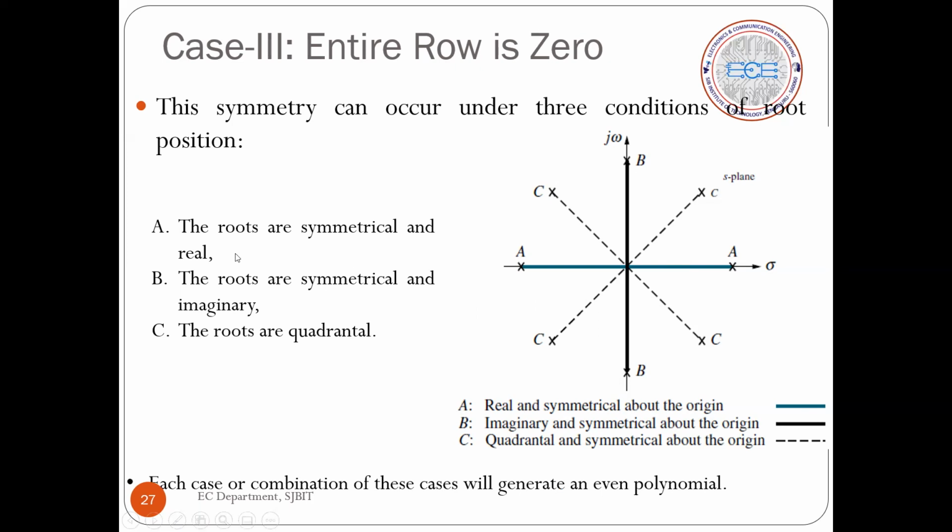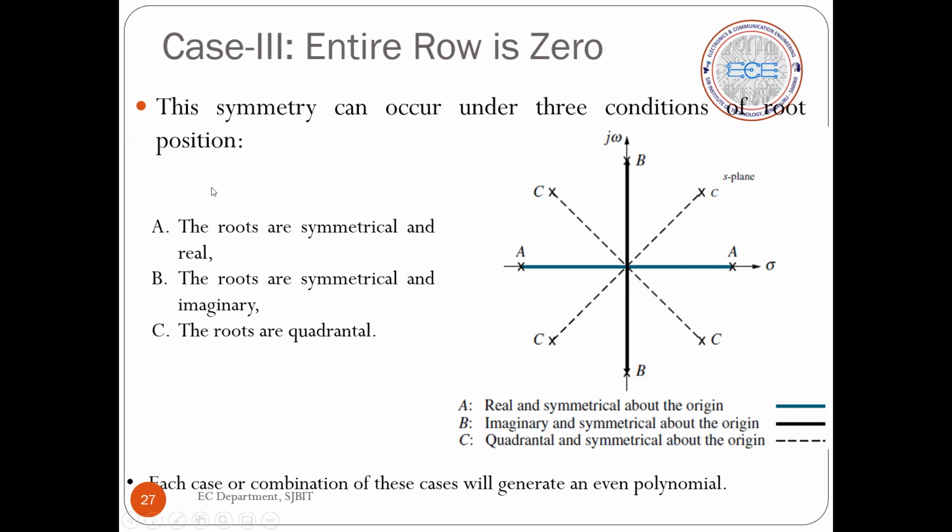I repeat, the first one is that the roots can be symmetrical and real. The roots can be symmetrical and imaginary. And the roots can be quadrantal, as we call it. Each of these cases, or a combination of them, will generate an even polynomial. If any one case is true, an even polynomial can occur. Once an even polynomial occurs as a factor of the original expression, we will find an entire row becoming zero.